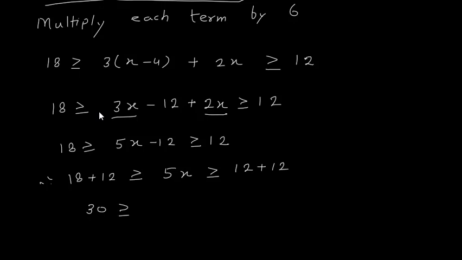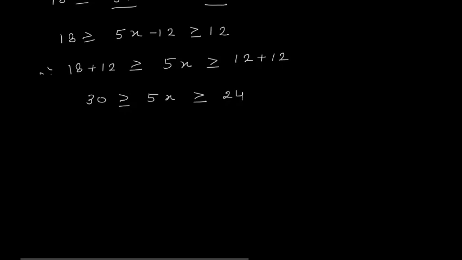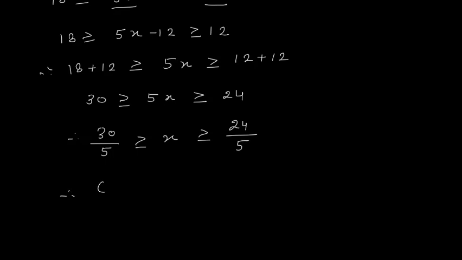So here I will get 30 is greater than or equal to 5x, and this is greater than or equal to 12 plus 12, 24. So therefore I will now divide all the terms by 5. So 30 divided by 5 is greater than or equal to x, and this is greater than or equal to 24 divided by 5. So therefore 5 6s are 30, 6 is greater than or equal to x, and x is greater than or equal to 24 divided by 5, which is 4.8. So x is between 6 and 4.8.